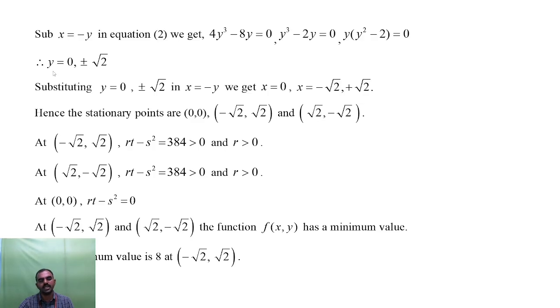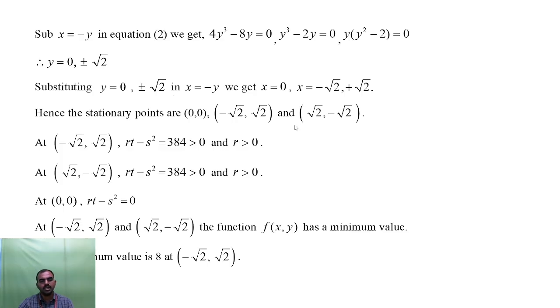Next, to find the x value, substituting y equal to 0 and plus or minus root of 2 in x equal to minus y. If y value 0 in here, what is the x value? Also 0. Suppose y value plus root of 2, then x value minus root of 2. Suppose y value minus root of 2, then x value plus root of 2. So hence the stationary points are the pair of points (0, 0), (minus root 2, root 2) and (root 2, minus root 2).